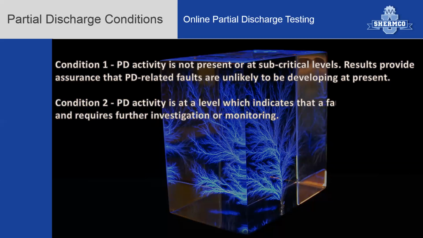Partial discharge activity is at a level which indicates that a fault is developing and requires further investigation or monitoring. Now, partial discharge is a symptom, not necessarily the failure mechanism. It's normally a symptom of something else going on. So in a condition 2, hopefully we have caught the partial discharge activity early enough that the fault is just beginning to develop. But now the nature of the game is to try to find the trigger mechanisms, what's causing it. So here, the investigation or the monitoring might be looking at load cycles.